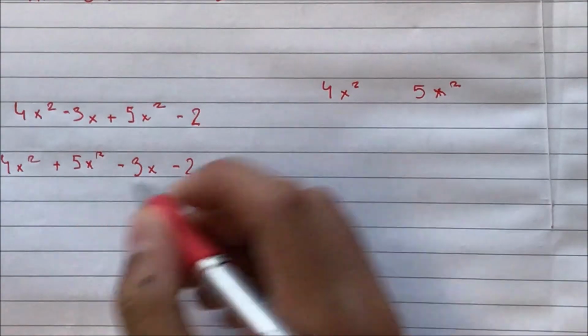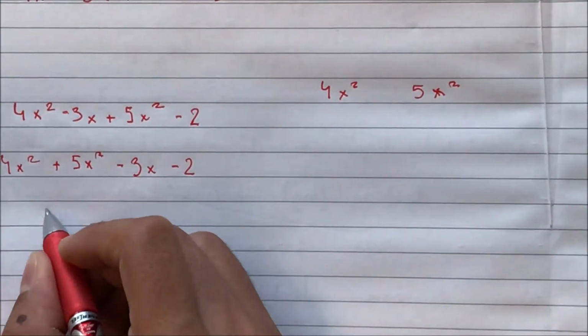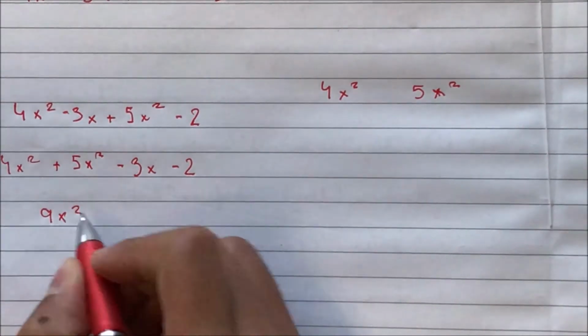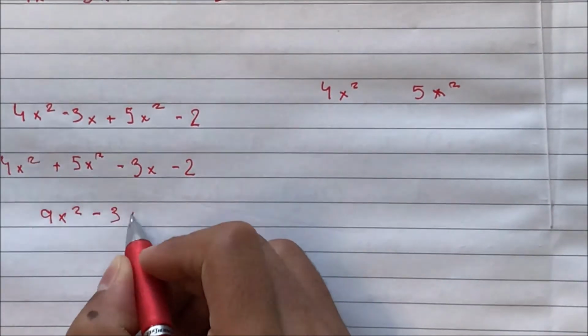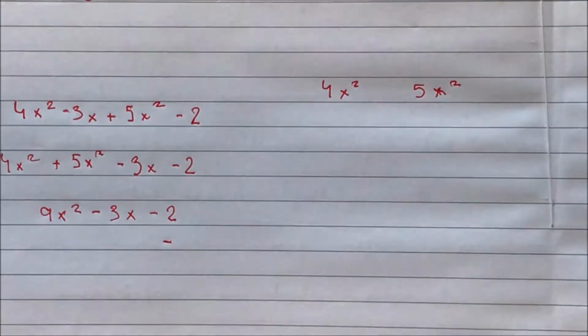So we're just going to write this. Now we can add these two. So 4 plus 5 is 9. 9 times x to the power of 2 minus 3x minus 2. That's all you do.